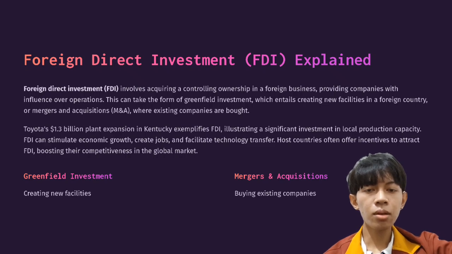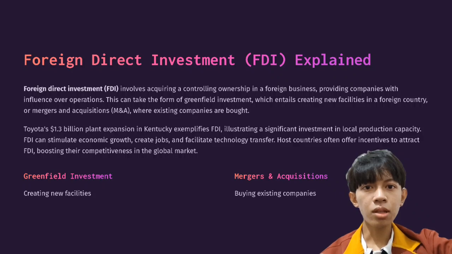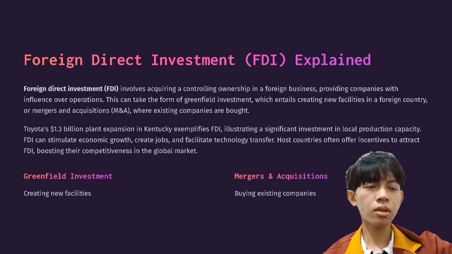Foreign direct investment explained. Foreign direct investment, or FDI, involves acquiring or controlling ownership in a foreign business, providing companies with influence over operations. This can take the form of greenfield investment, which entails creating new facilities in a foreign country, or mergers and acquisitions (M&A), where existing companies are bought.